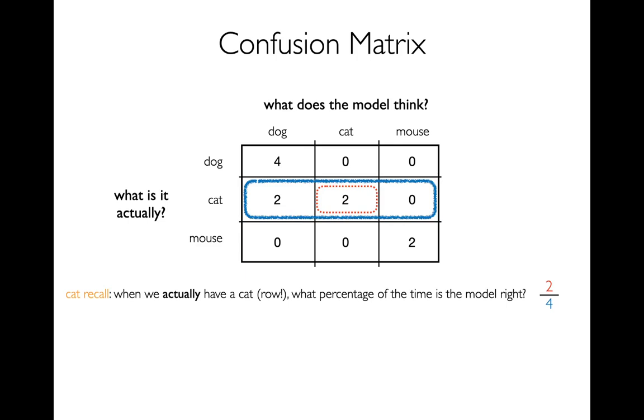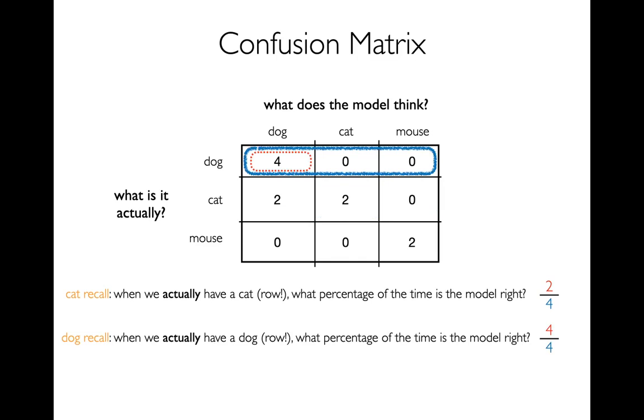This is one easy way to remember recall versus precision: recall has an R and row also has an R. If I'm looking at dog recall, so when we actually have a dog, what percentage of the time is the model right? I'm just looking at that top dog row, and I'm dividing dog by the sum of everything else. And in this case, we always get it right when we see a dog, right? So 4 over 4, 100% dog recall.